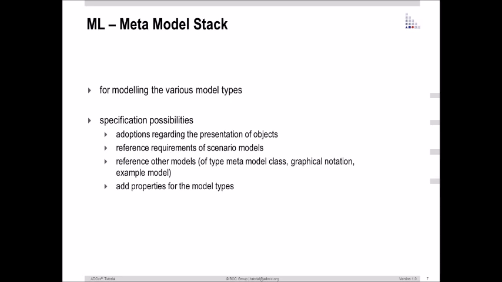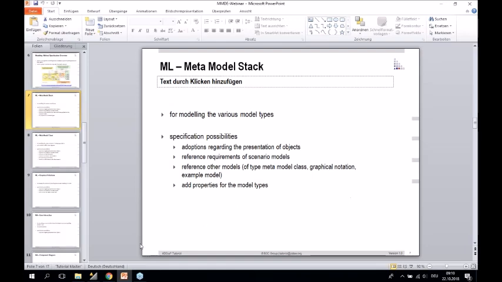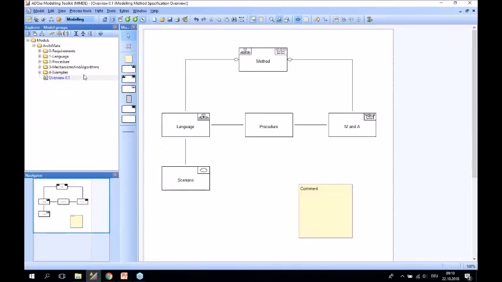Now I will show you the metamodel stack for Archimate. Let's go to the modeling toolkit and have a look at the folder structure. I decided to structure them in the main parts of the generic framework, which are language, procedure, and mechanisms and algorithms. And additionally, I added a requirement section and an example section.